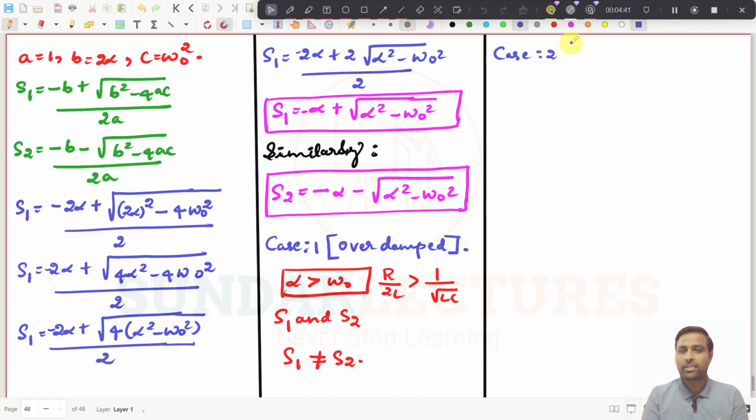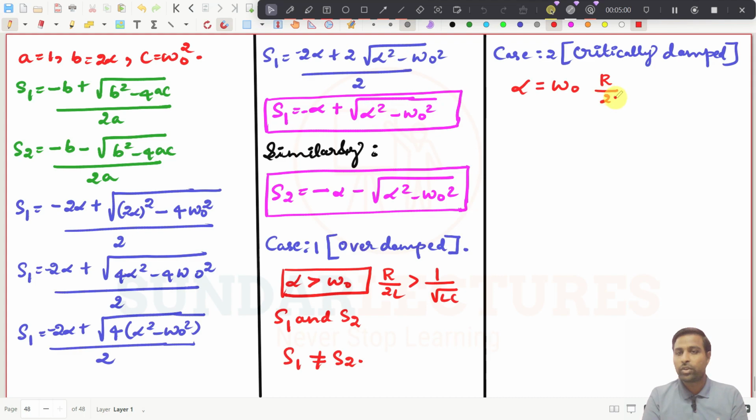Case 2. What is this case? It is critically damped. And what this case explains is, see, while critically damped, the value of alpha will be equal to omega naught, which means R by 2L will be equal to 1 over root LC. This is the condition. And here the value of S1 will be equal to S2. If both S1 and S2 are equal, then we call it the critically damped condition.